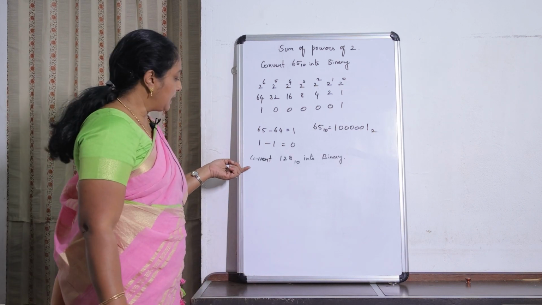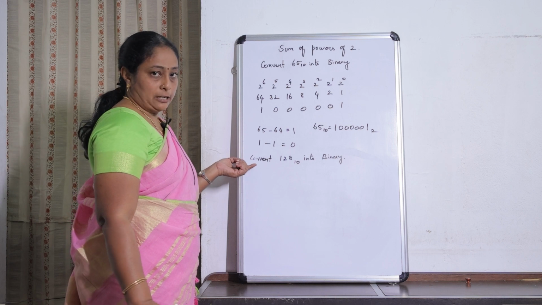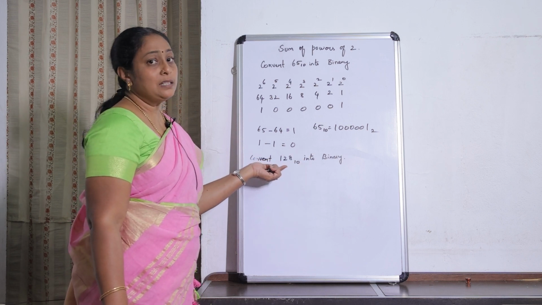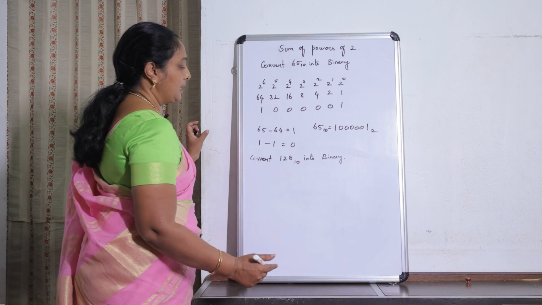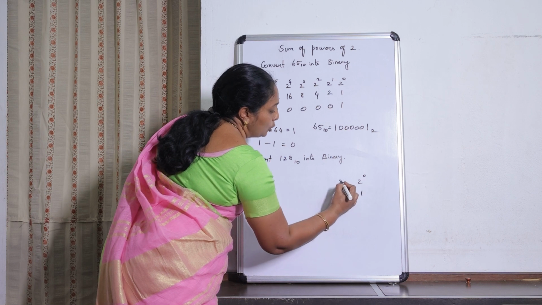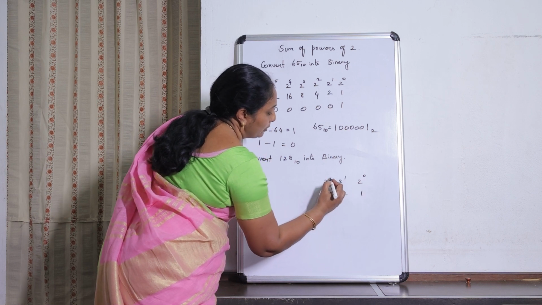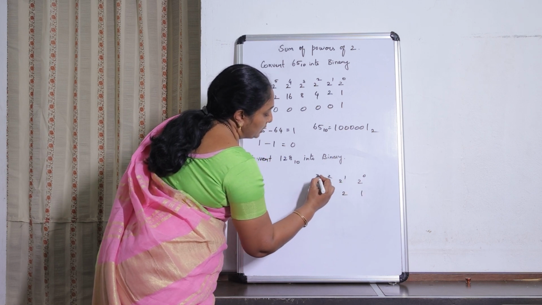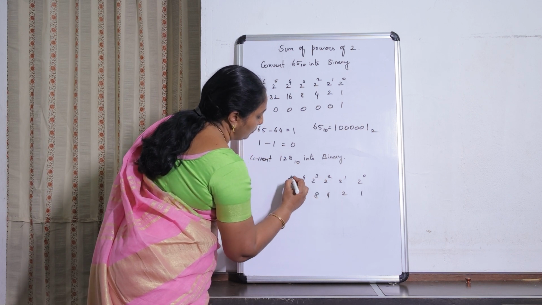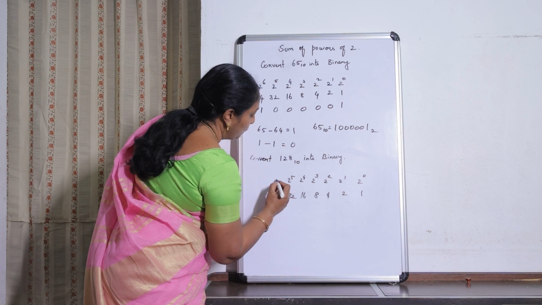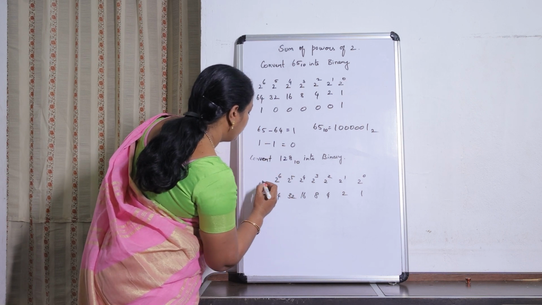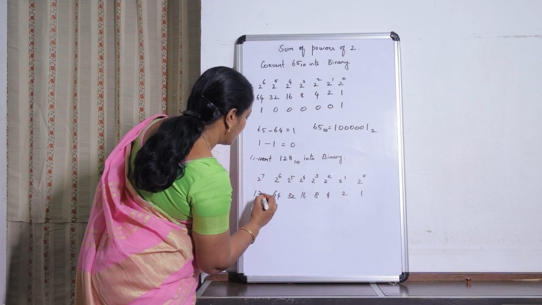Okay, now I am writing convert 128 to the base 10 into binary. So 128 is the decimal number. This number I'm going to convert into binary. So in a similar way, you should start writing from 2 power 0. It is 1. 2 power 1 will be 2. 2 power 2 will be 4. 2 power 3 will be 8. 2 power 4 will be 16. 2 power 5 will be 32. 2 power 6, 64, 2 power 7, it is 128.